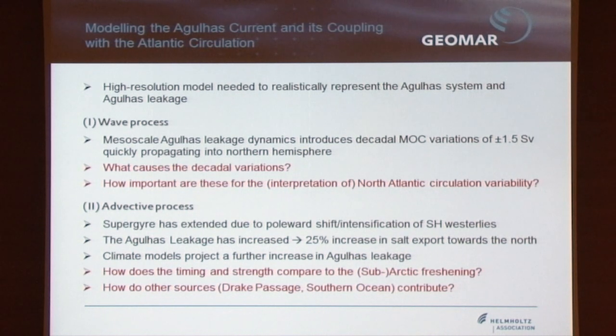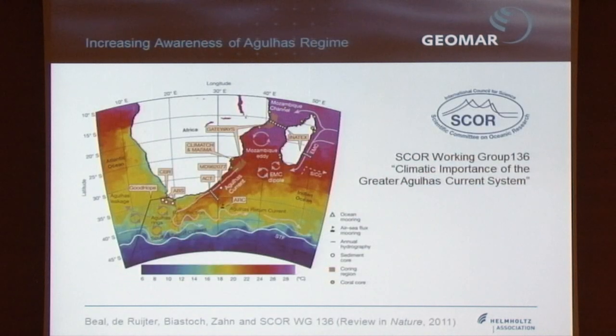And I think there will be some interesting science in the future, but I think we both agreed, the previous speaker and I, that the Agulhas leakage has increased, causing an increased salt export to the North Atlantic. I would also say that climate models further project the increase. But the question then, of course, is how does the timing and strength compare to the subarctic freshening? And of course, how do other sources, the cold water route, the Southern Ocean, contribute?